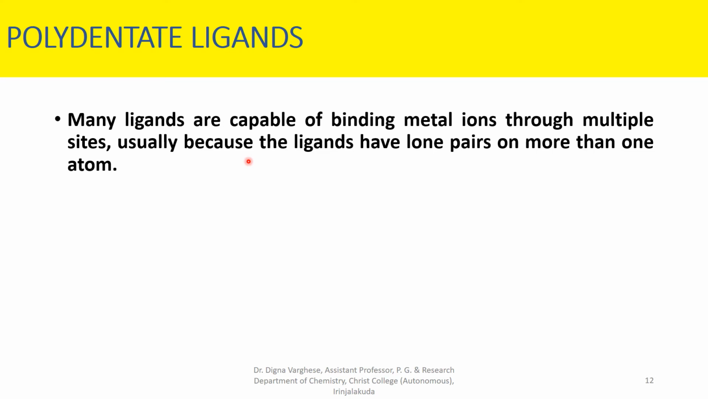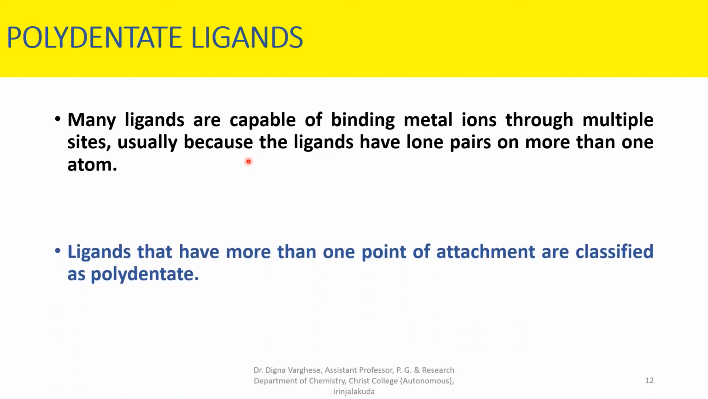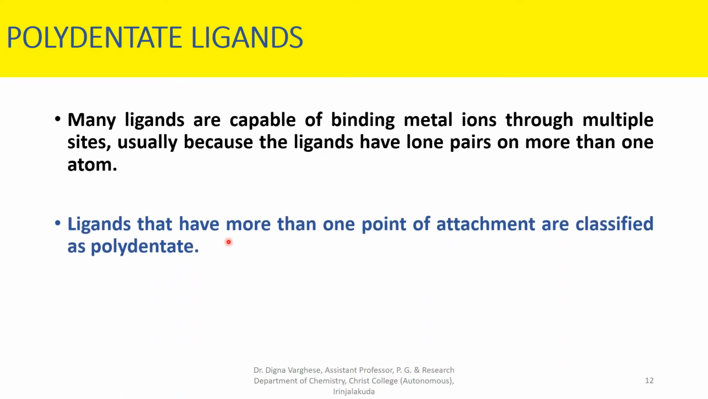But in some other ligands which are capable of binding metal ions through multiple sites, that means the ligand has lone pairs on more than one atom. Ligands that have more than one point of attachment are classified as polydentate. So polydentate ligands can be defined as ligands that have more than one point of attachment. Polydentate ligands can form chelates.